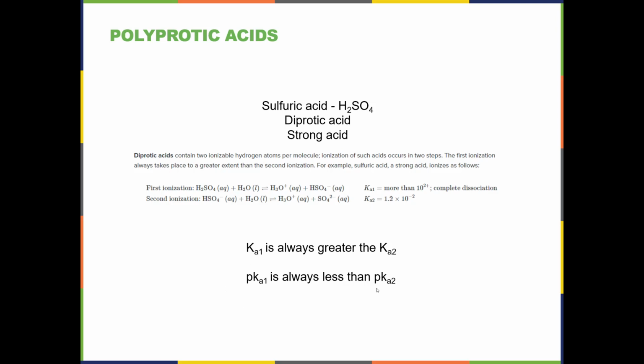If we think about it in terms of pKa, though, it's going to be the opposite. pKa1 is always going to be less than pKa2. The pKa of 100, if it's exactly 100, is -2. So this is going to be a smaller number than this one, which is going to be somewhere around +2. Not exactly +2, but around +2.